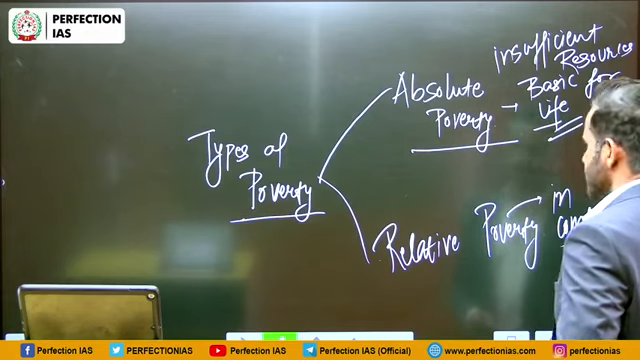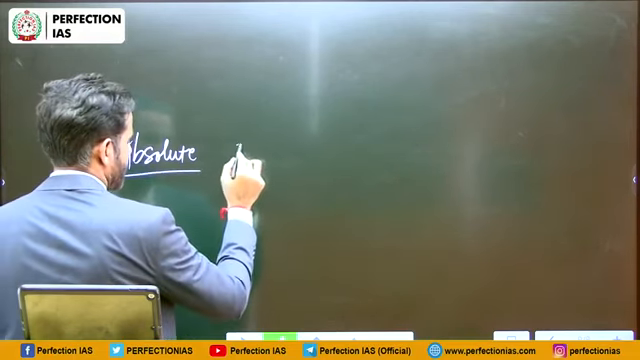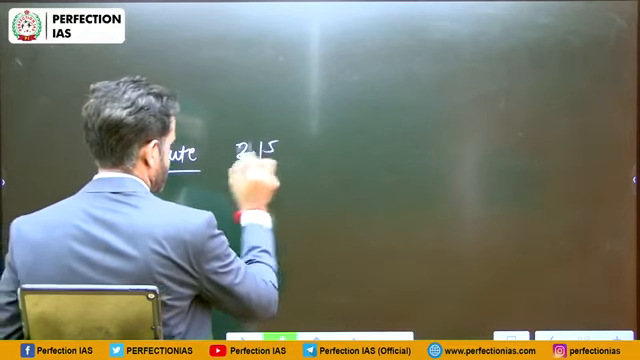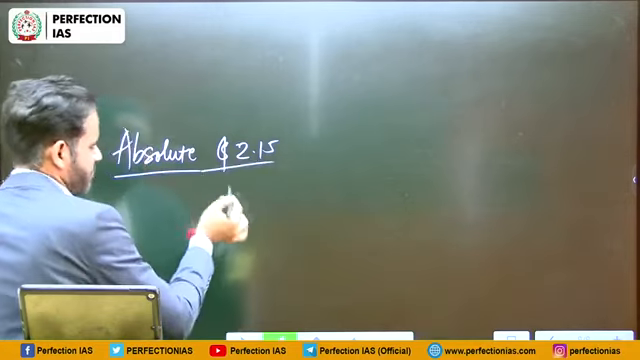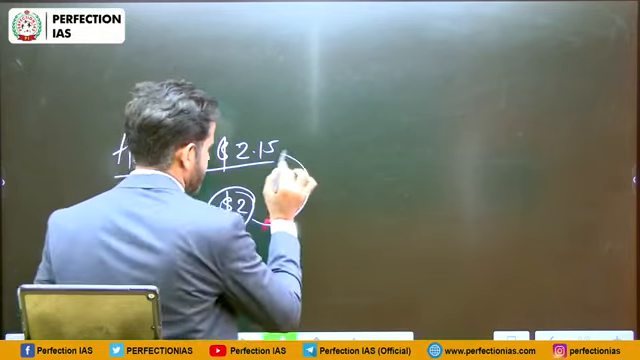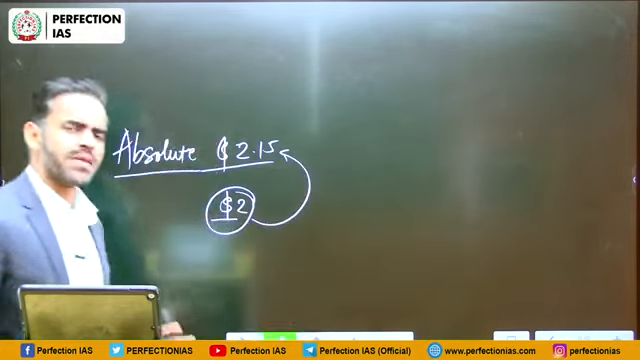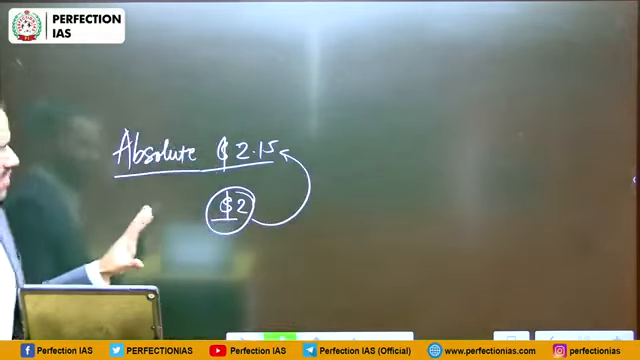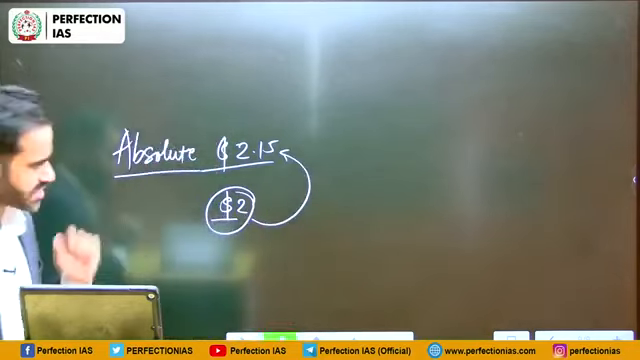So let me give you one simple example. Absolute poverty means, suppose the poverty line was $2.15 globally. So if someone is having only $2, that means they are not having sufficient resources for their basic minimum requirements. So this is a case of absolute poverty.